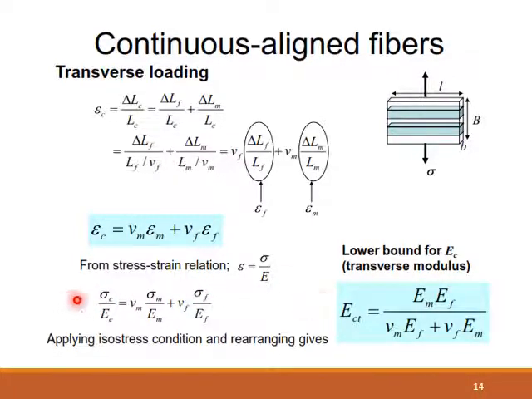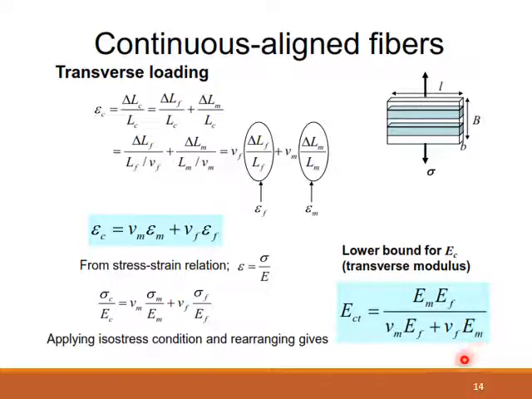So by isostress condition means that this sigma c, sigma m, and sigma f, they are the same, they are equal. So they will cancel out from this equation. So once they cancel out, what you are left with is 1 over EC is equal to Vm over Em plus Vf over Ef. So if you now make EC the subject of the formula, you will get EC this time around in the transverse section to be equal to Ef divided by Vm Ef plus Vf Em. So this will now give you the predicted modulus for the loading configuration under transverse conditions for isostress condition.